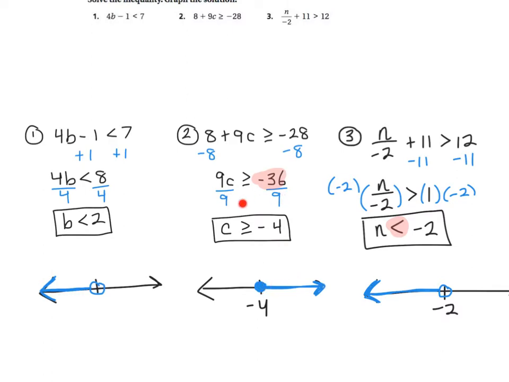Now notice here we divided, but it was by a positive number, so we don't need to flip our inequality sign. But if you look at number 3, so first subtract 11 from both sides, then we're multiplying both sides by -2. So since we're multiplying by a negative, our inequality sign needs to flip. So we're left with n is less than -2. So open circle and to the left.